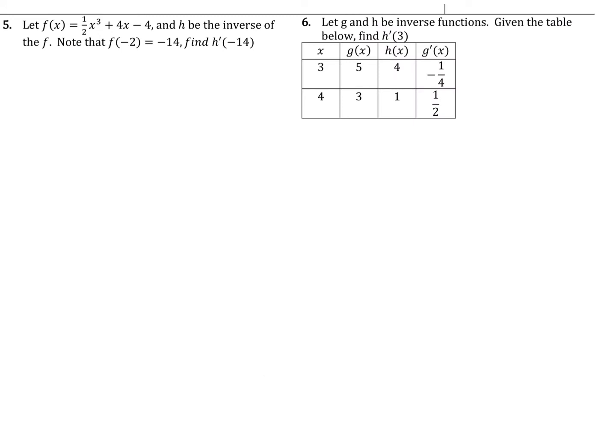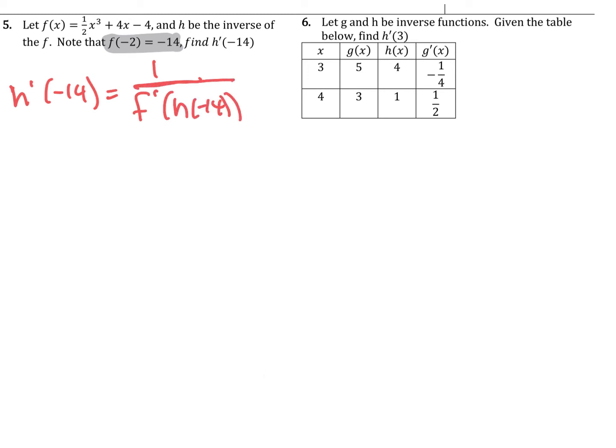Okay, so let f of x equal 1/2 x to the third plus 4x minus 4, and h is the inverse of f. And then we are given a specific piece of information here. Note that f of 2 is equal to -14. Find h prime of -14. So since we know that these two functions are inverses of each other, we can set up h prime of -14 using the same formula that we have already been using. So this is going to equal 1 over f prime of h of -14.